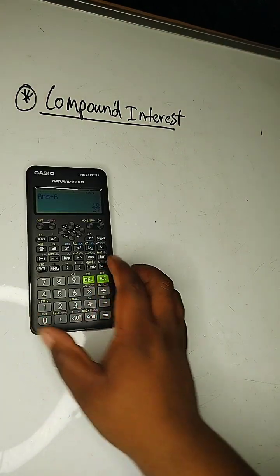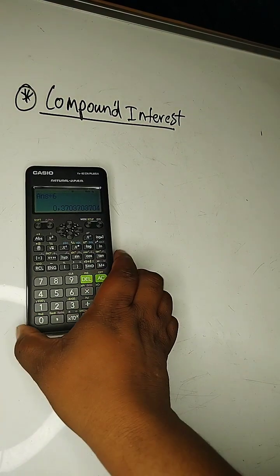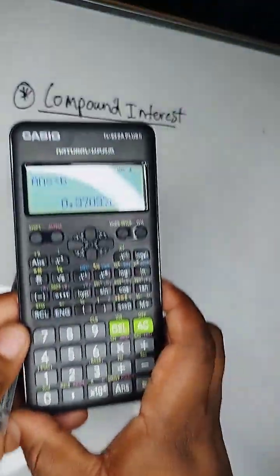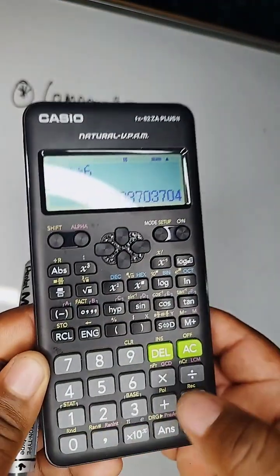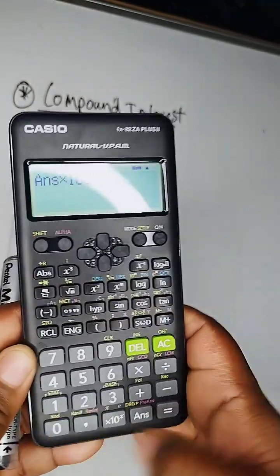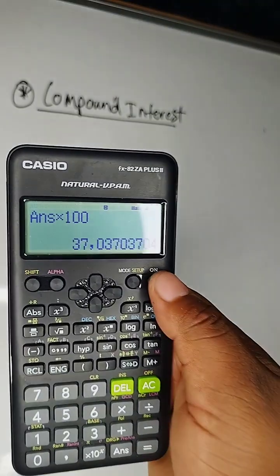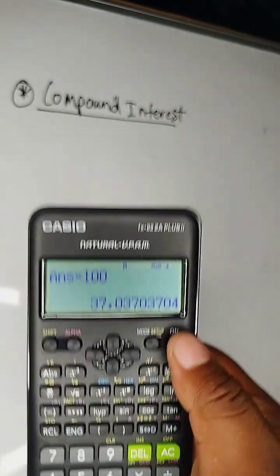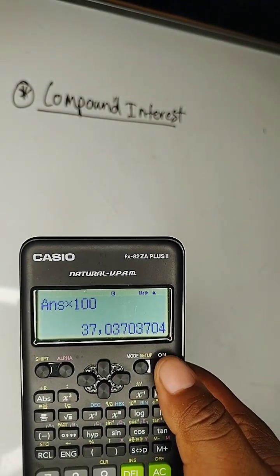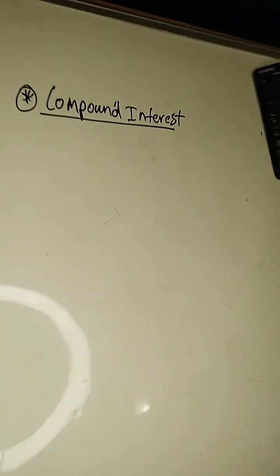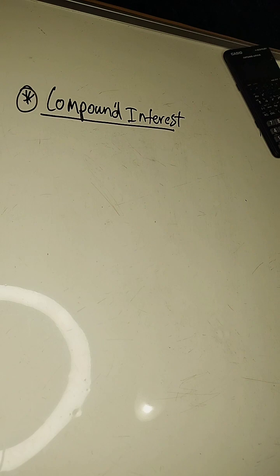Last time, we were looking for this answer. Here was our answer. We have 37, then we multiplied by 100. Hence, we had 37.04%. That was our final answer on the problem we did last. Okay, now let's check compound interest.